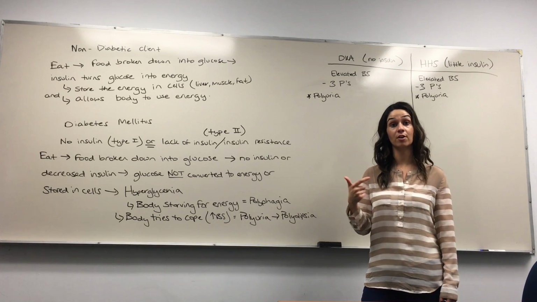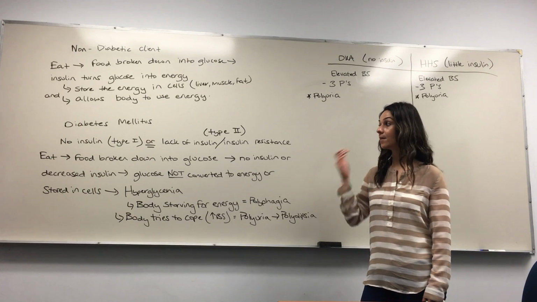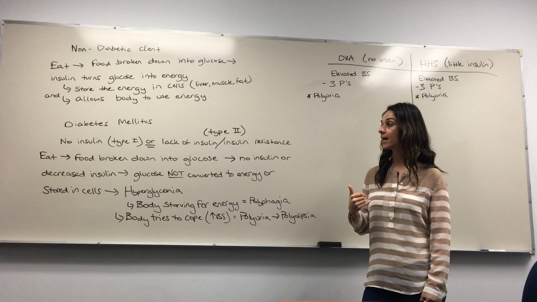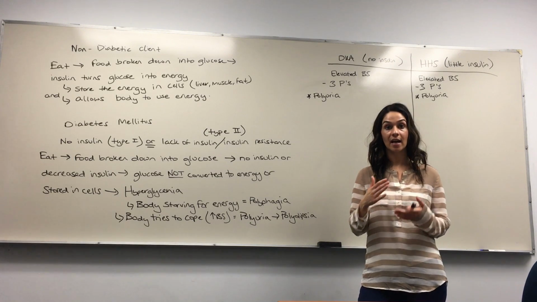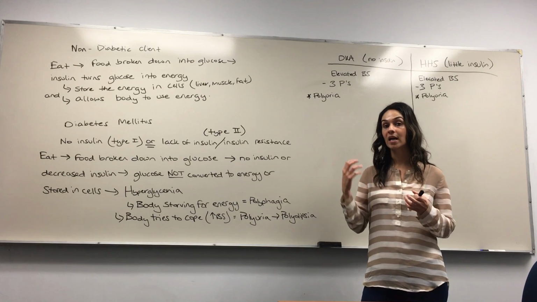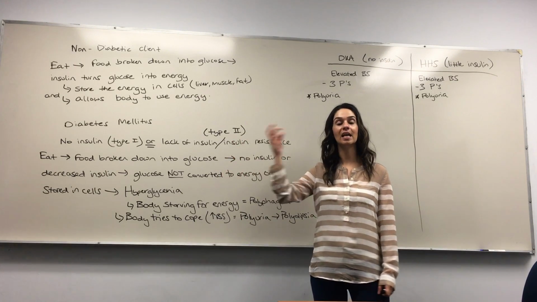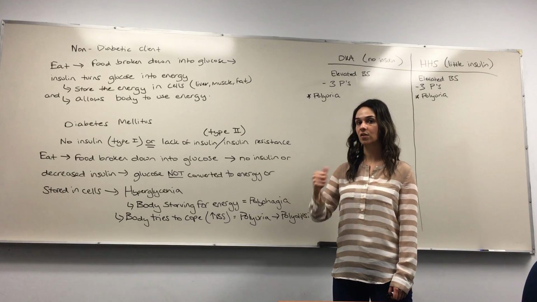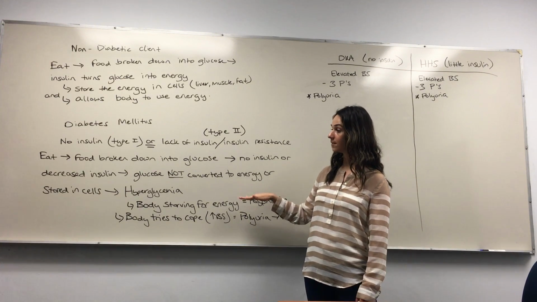So our body's going to trigger us to eat more, because a diabetic client, and I say us, but let's pretend we're talking about the diabetic client. Our diabetic client has glucose in the body, but not in the correct spot. So our body's going to cope and trigger them to eat more, because again, they're just starving for energy. They're starving for that glucose in their cells, so they're going to eat more, causing polyphagia.